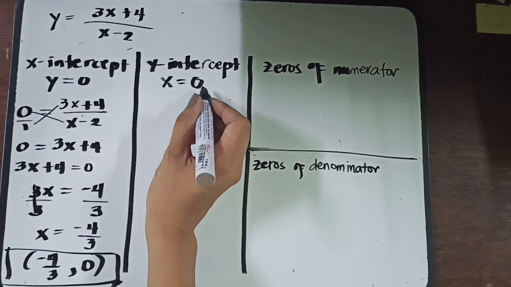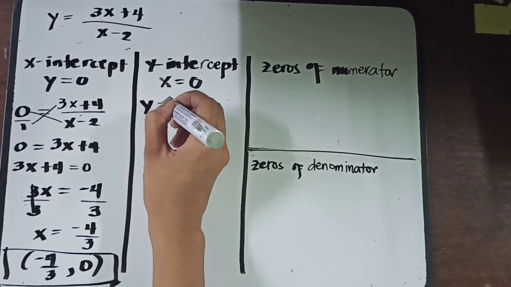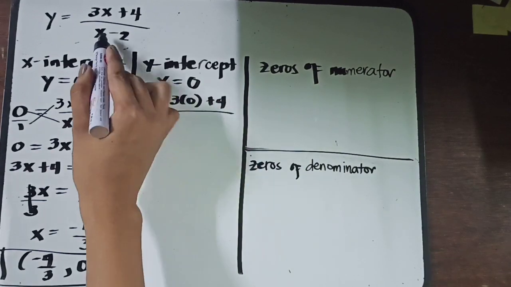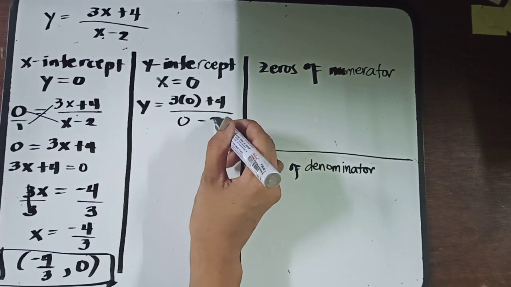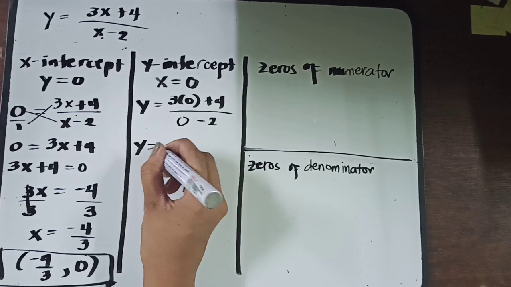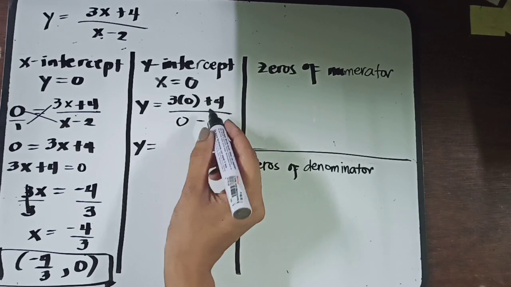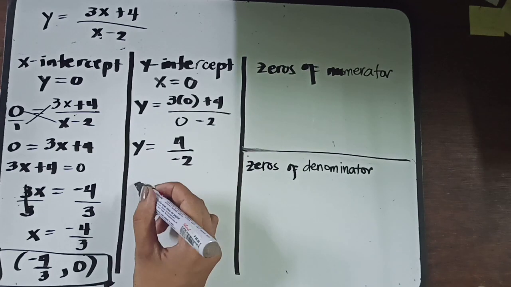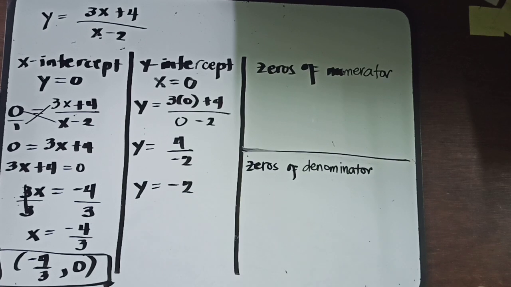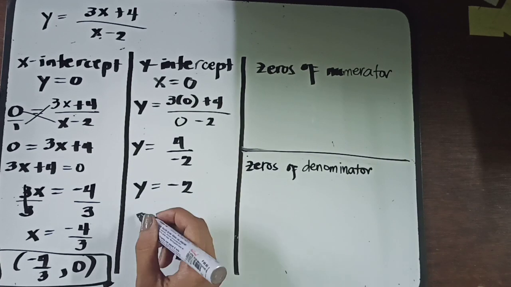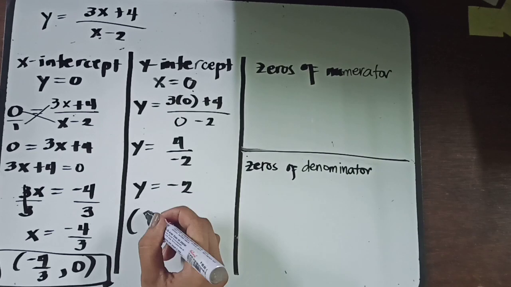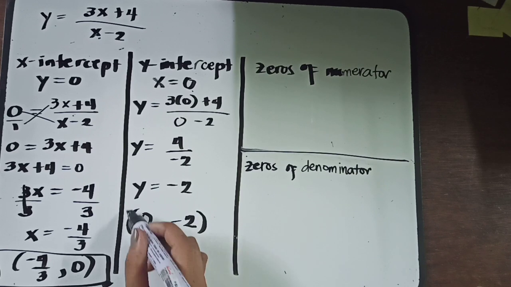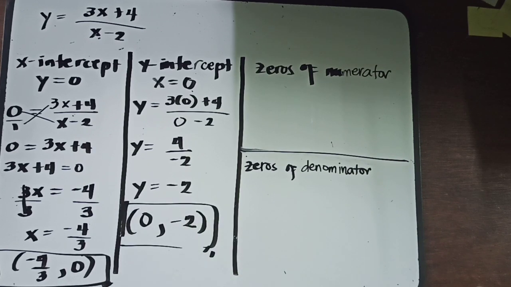So, substitute the value of x, which is 0. So, that is y is equal to 3 multiplied by 0 plus 4 over 0 minus 2. So, that is equal to y. 3 multiplied by 0 is 0, plus 4 is 4 over 0 minus 2 is negative 2. Then y is equal to negative 2. So, our y-intercept is the value of x, which is 0, and the value of y, which is negative 2. So, this is our y-intercept.